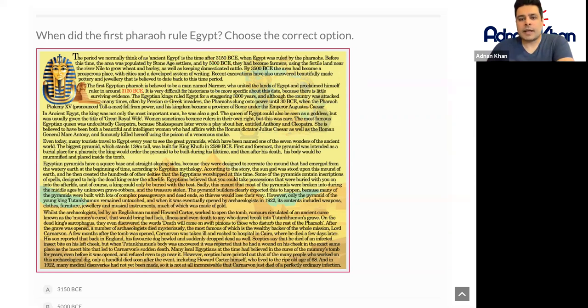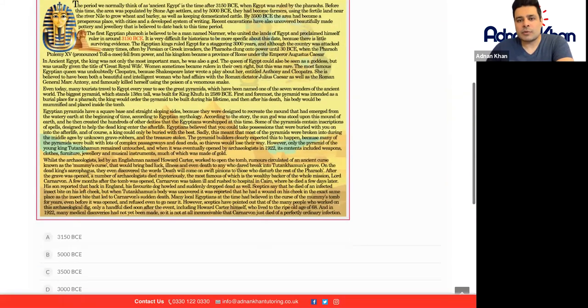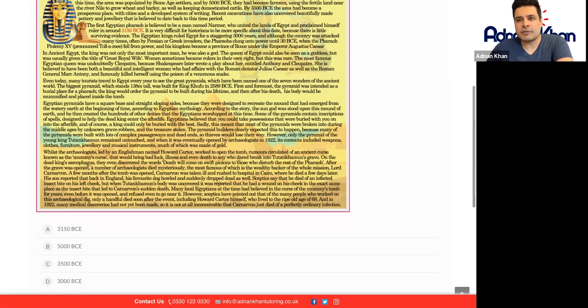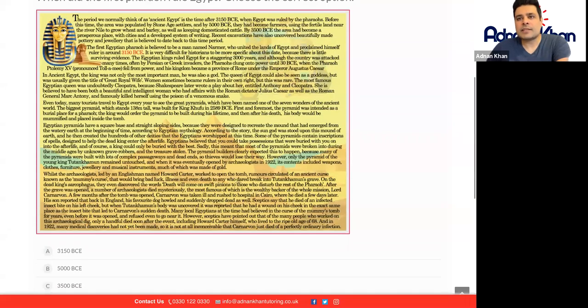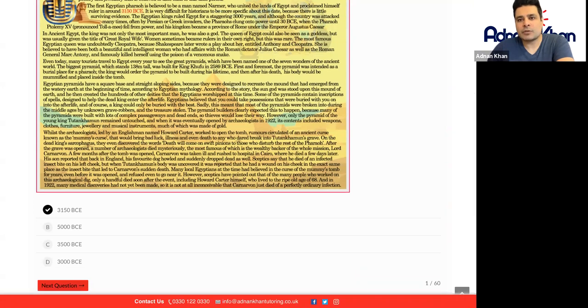Let's have a look. And the first question is, when did the first Pharaoh rule Egypt? And choose the correct answer. We've got various options here in front of us. And we can see that the first answer is basically right in front of us, and it's in the first line. And the first answer is going to be 3,150 BCE. Okay, so let's just click that and go to the next question.